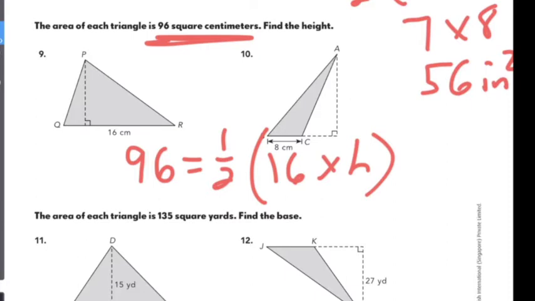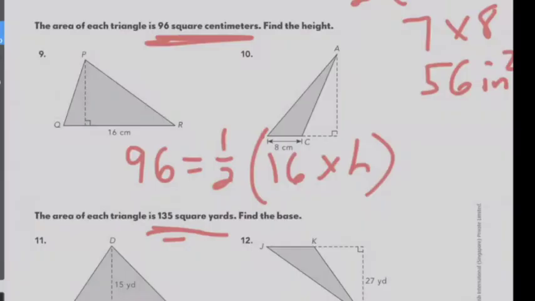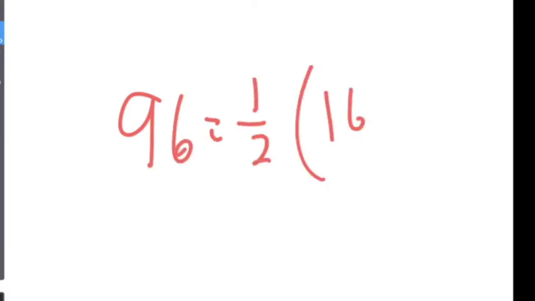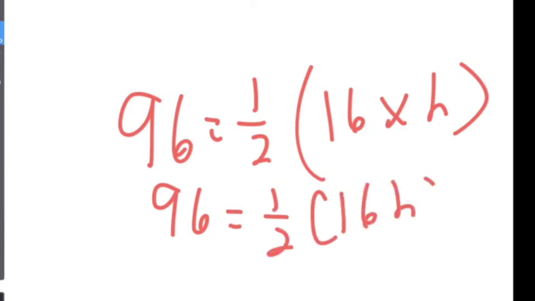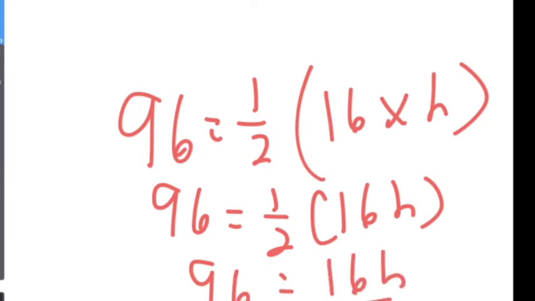Now, if it's the bottom ones down here, 11 and 12, you're trying to figure out the base. So you'll be given the height, not the base. So let me just rewrite this. It's going to be 96 equals 1/2 times 16 times h. I like to write it as 96 equals 16h divided by 2, because when you take a half of something, you divide it by 2.